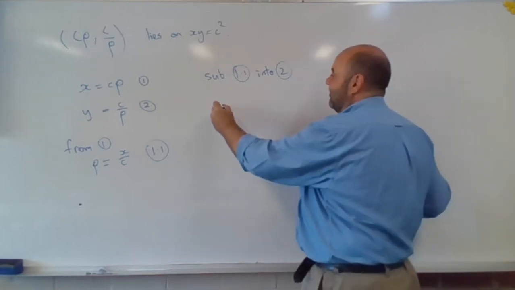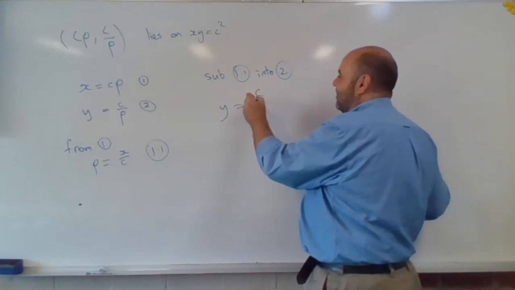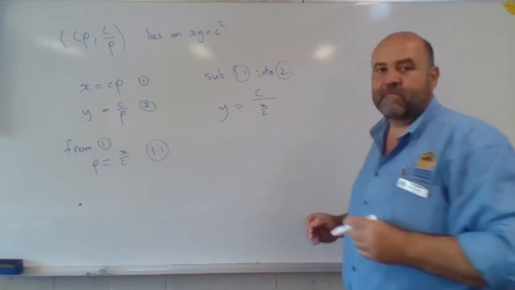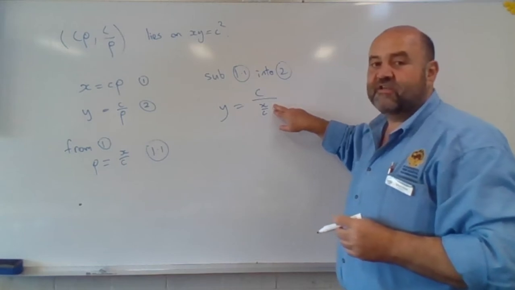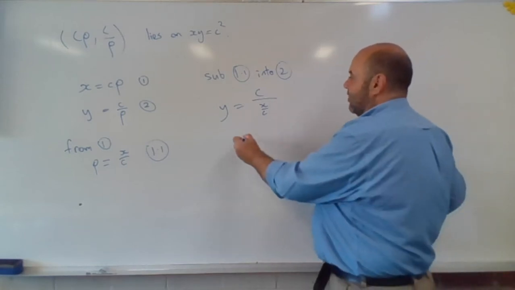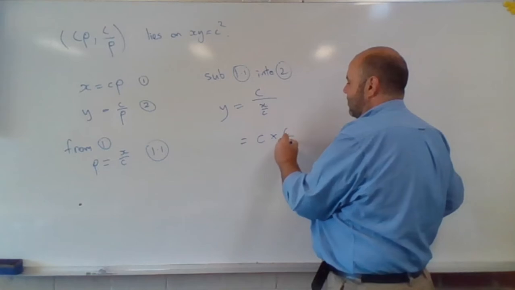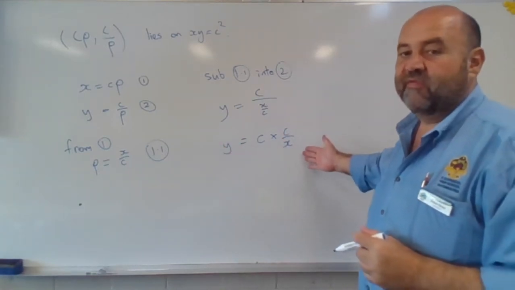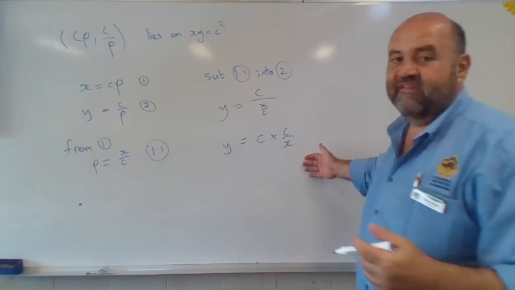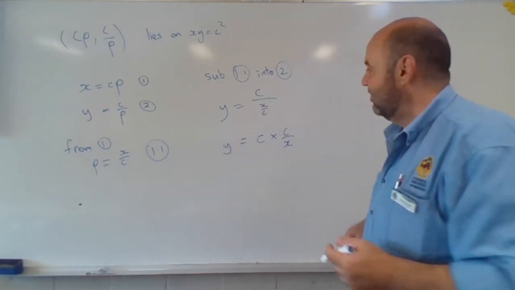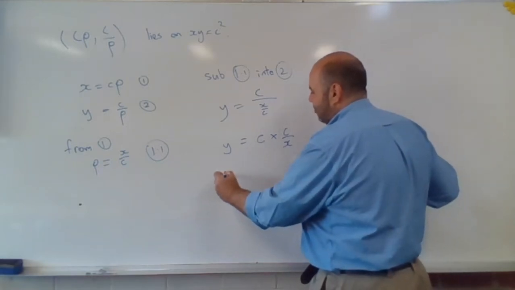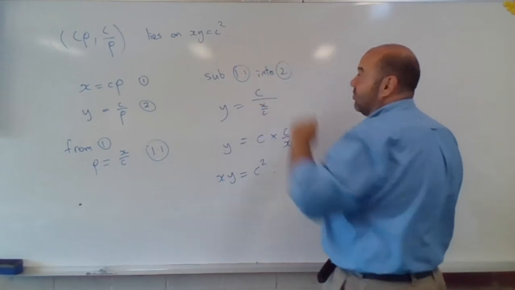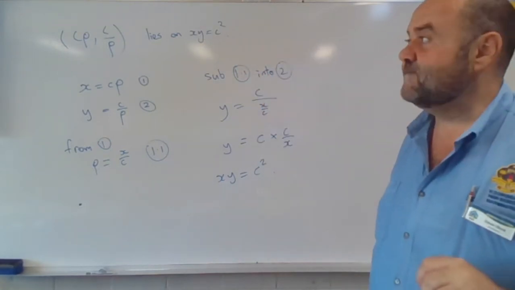Well, equation 2 says that y is c over p, but p now is x on c. Look at this, I'm dividing by a fraction. When I divide by a fraction, I invert and multiply. Over here I'm dividing by x. I don't want to divide by x, so I'm going to multiply x over to the left-hand side. So I get xy equals c times c, which is c squared. That's what they asked me to find.